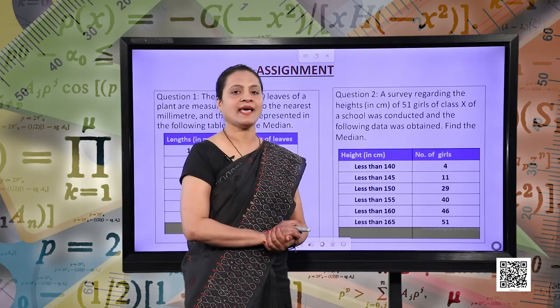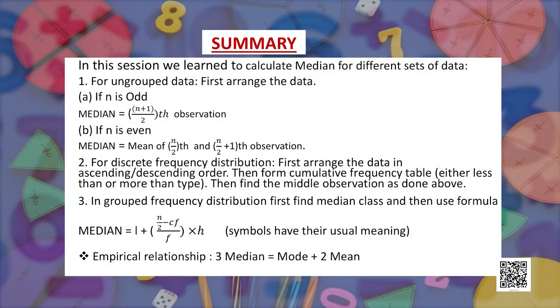Students, in today's session, we learned how to find the median for ungrouped data. First, we arrange the data. Then, if n is odd, that is, the total number of observations is odd, then the median is the (n plus 1) by 2th observation. If n is even, then the median is the mean of the n by 2th and (n by 2 plus 1)th observation. Then for a discrete frequency distribution, how to find the median?